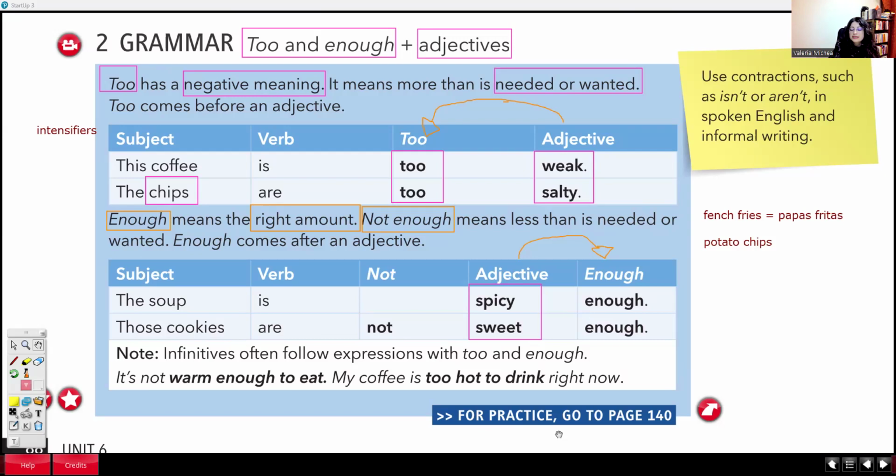It's not more complicated than that. It's just a matter of using intensifiers to give more emphasis to the adjective that we are trying to convey. Let's read the note. We have that infinitives often follow expressions with too and enough. Look at this, infinitives. What's an infinitive? Who remembers what an infinitive is?